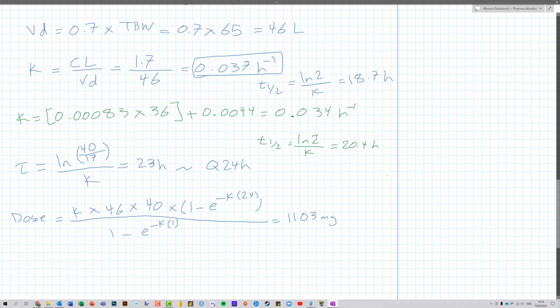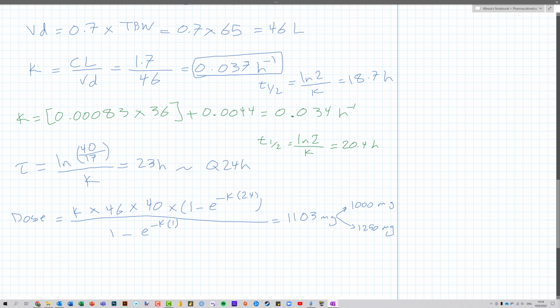So you can either round this up or down, right? Because this is not unusually high, I don't have concern for nephrotoxicity. So you can either do 1000 milligrams or perhaps 1250.